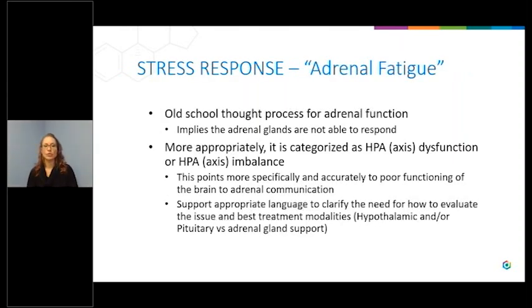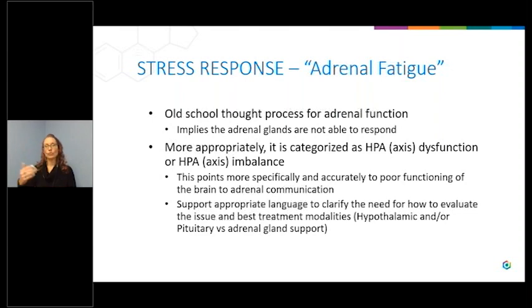In addressing that, I also want to talk about adrenal fatigue. The old school thought for adrenal function was adrenal fatigue. We had a phase 1, phase 2, and phase 3. I want to make sure that we are on the same page when it comes to describing what that means. When we're talking about adrenal fatigue, this implies that the adrenal glands are not able to respond. And that's not necessarily the case when we have talked about adrenal fatigue in functional medicine. More appropriately, this is categorized as HPA-Axis dysfunction or HPA-Axis imbalance. This points more specifically and accurately to poor functioning of the brain to adrenal communication.